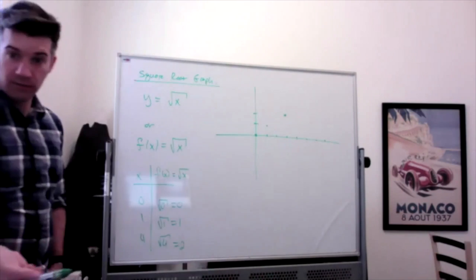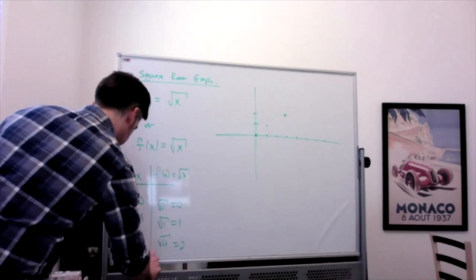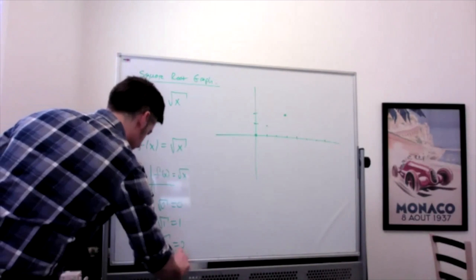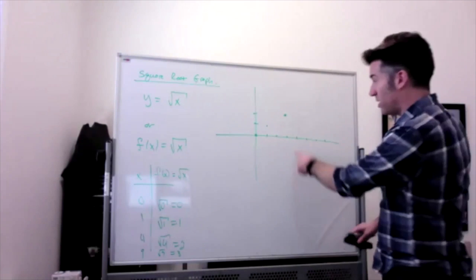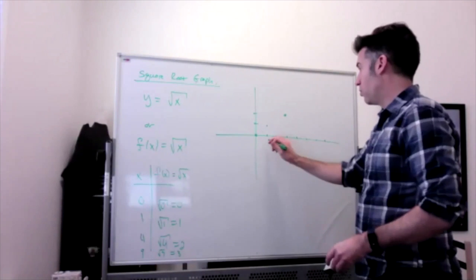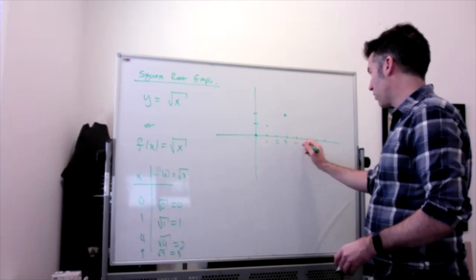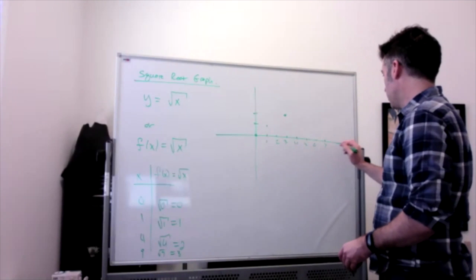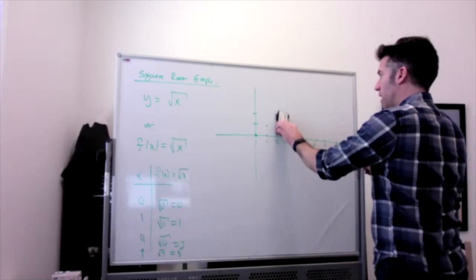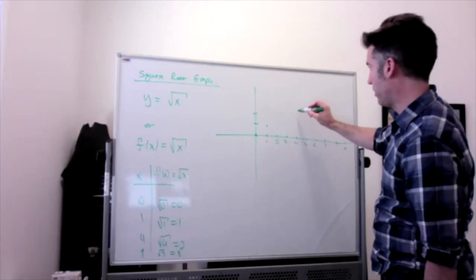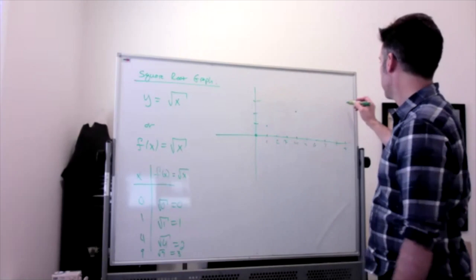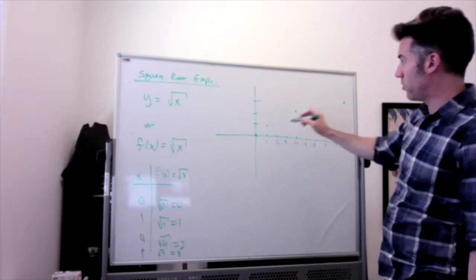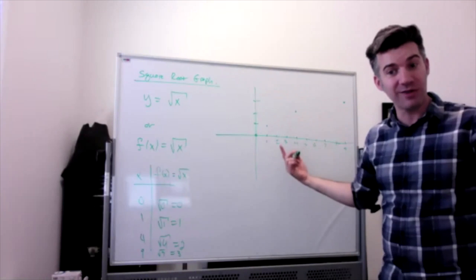And we could go on. I could plug in 9, the square root of 9 is 3. And I think I plotted this one wrong. This is at 1, 2, 3, 4, 5, 6, 7, 8, 9. I should have plotted this at x equals 4, y equals 2, and then x equals 9 and y equals 3. This is about what it looks like. Well, I should say these are some of the points on the graph.